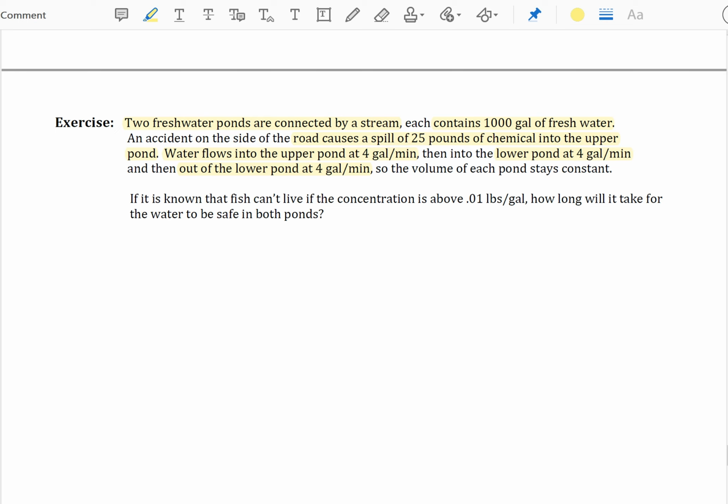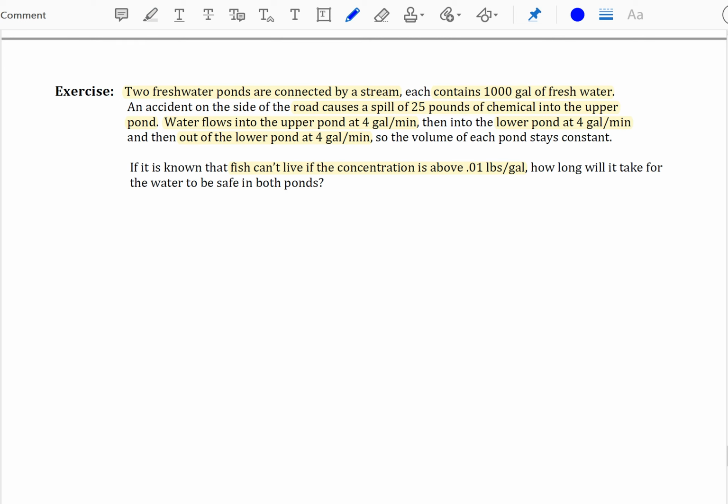If it is known that fish can't live if the concentration is above 0.01 pounds per gallon, how long will it take for the water to be safe in both ponds? Now, I really like this example because it drives home a direct application of why we might want to understand these mixing problems.